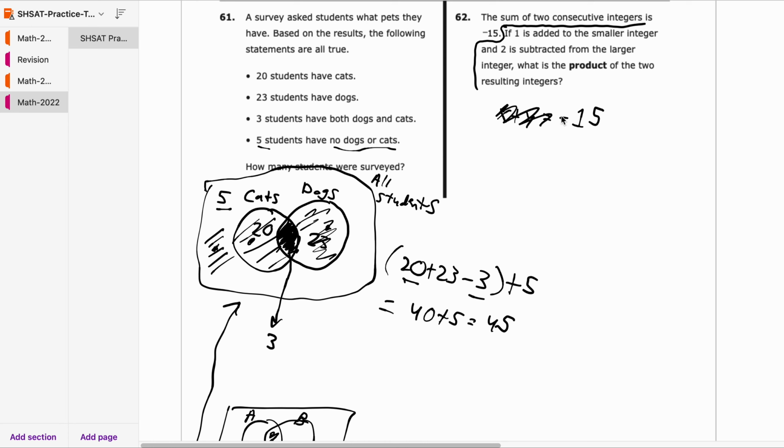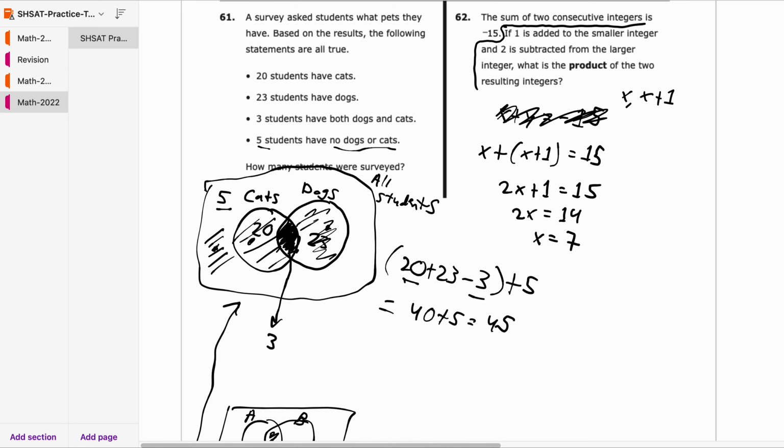So instead of writing x plus y, I'm going to say, okay, let x be the first integer, let x plus 1 be the second integer. So then x plus x plus 1 is equal to 15. And now I want to solve for x. So 2x plus 1 is equal to 15. So then 2x is equal to 14, or x is equal to 7. I'm just going to erase this. So, okay, x is equal to 7, so that means our consecutive integers were 7 and 8.